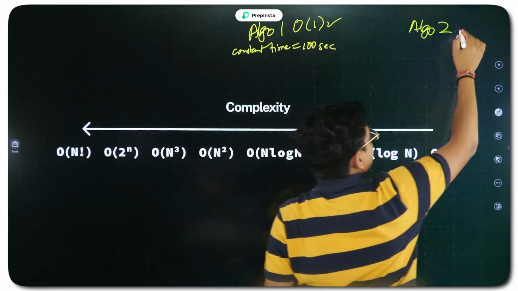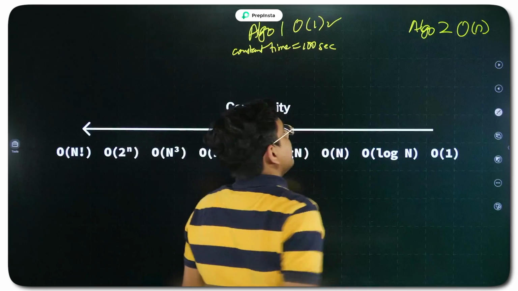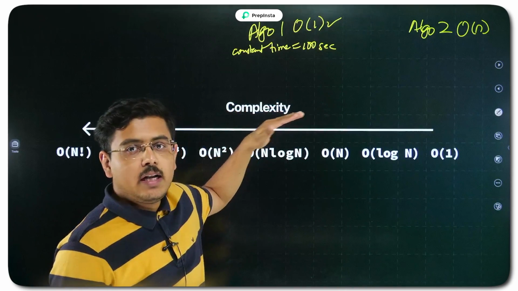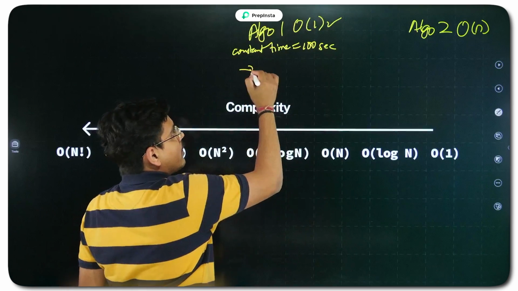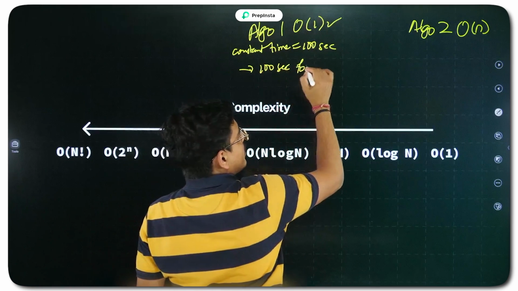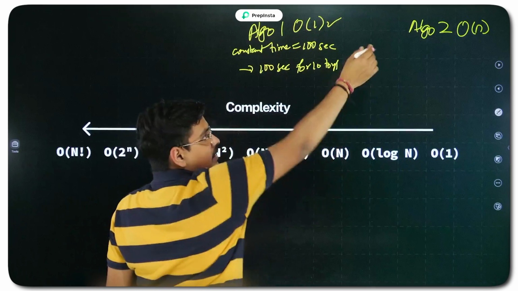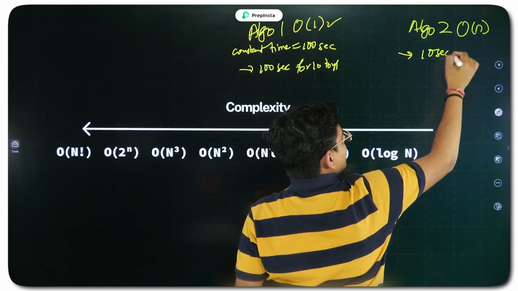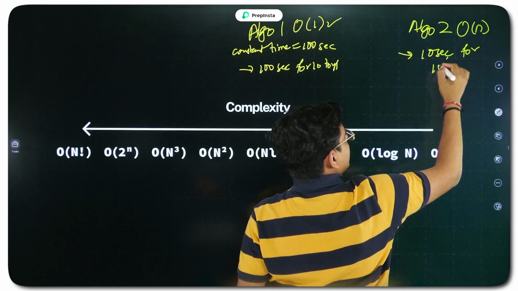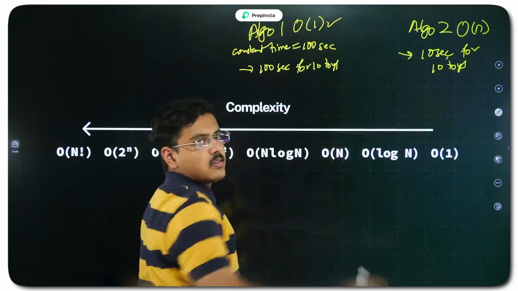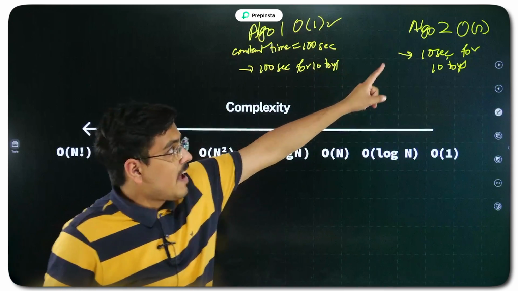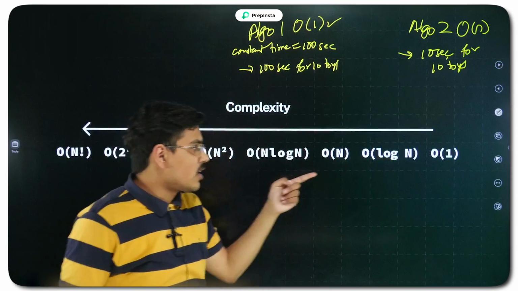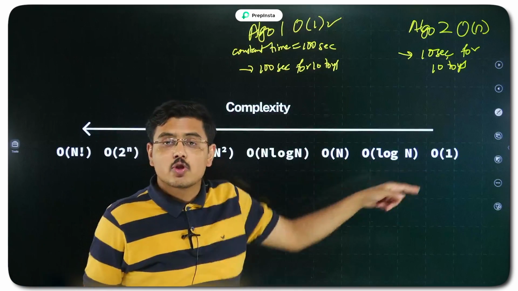For algo 2, consider the time complexity was order of n. Now you remember that toy example, we have 10 toys. If we start finding out with this algorithm, it will take 100 seconds for 10 toys, and this algorithm will take 10 seconds for 10 toys. Consider that this is how it varies. Okay, so this time order of n is actually behaving better than order of 1, isn't it? Whereas this chart suggests that order of 1 should be faster. So that is what I was telling.